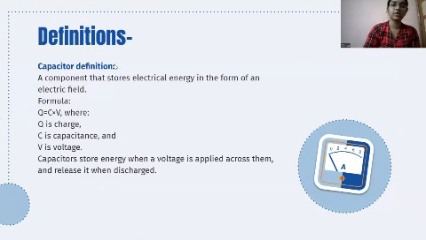Now let us learn about the components in RC circuits, which are resistance and a capacitor. The capacitor is a component that stores electrical energy in the form of an electric field. The basic formula for the charge of a capacitor is given by charge equal to capacitance into voltage. Capacitors store energy when a voltage is applied across them and release it when discharged.